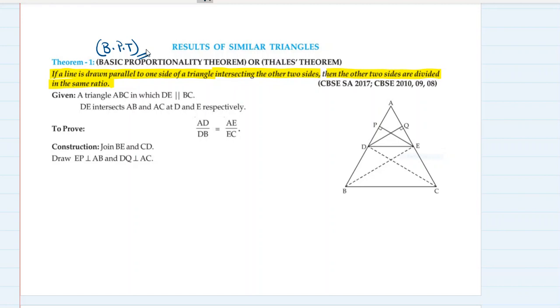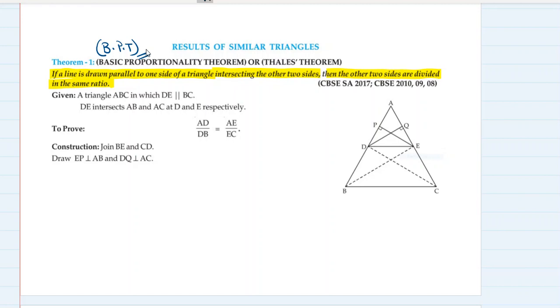You know what is CPCT? CPCT is corresponding parts of congruent triangles. You used to use it a lot in class 9th. So if you can write those terms in short form, why not BPT? Of course. But again, this discretion is with your school authorities, your school teacher.